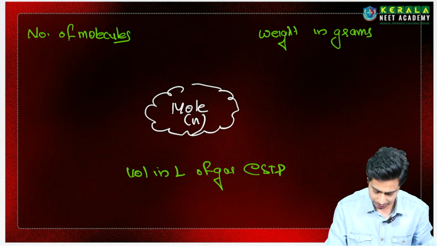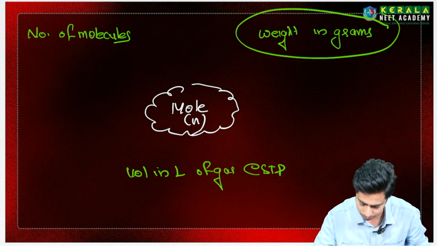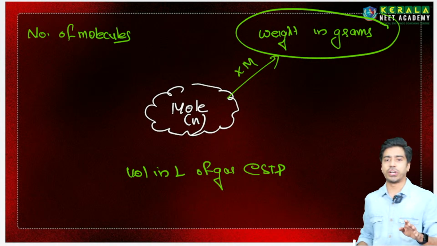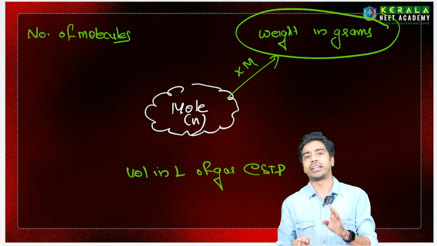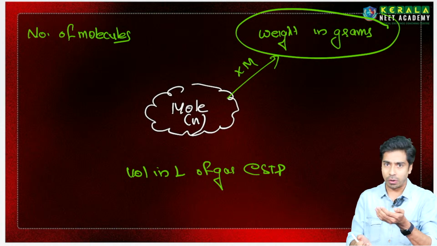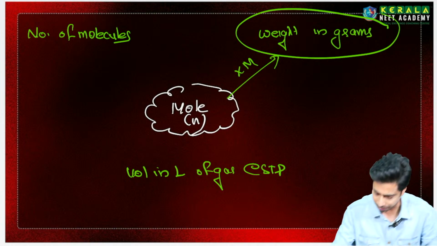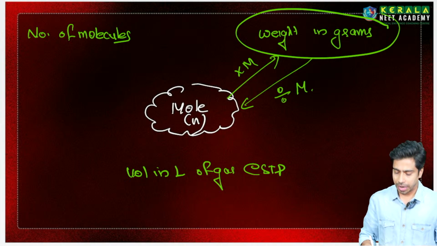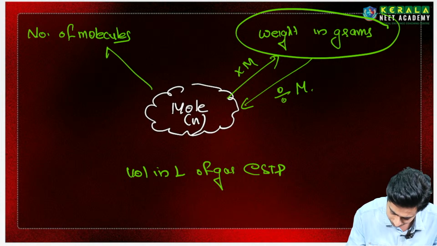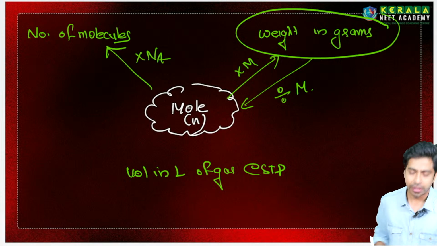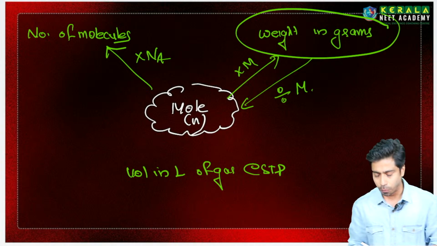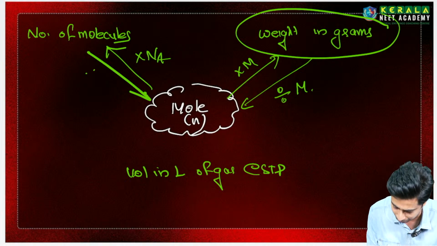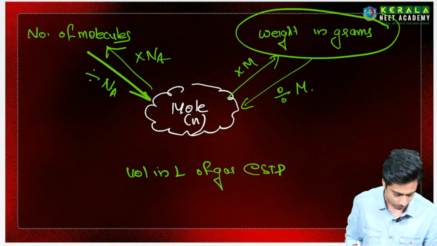Now listen here, if you want to convert that into weight in grams, you have to multiply with the capital M. Number of moles into capital M will give you the answer in grams. And if you want to convert weight in grams to number of moles, you have to divide by capital M. Number of molecules is equal to number of moles into Avogadro number. To convert number of molecules to number of moles, divide by Avogadro number.